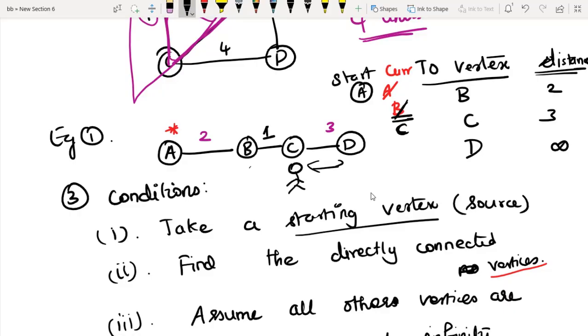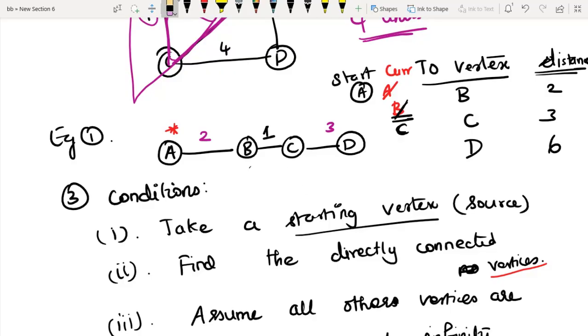Directly connected means you calculate the distance from A to D. So 2 plus 1 is 3, 3 plus 3 is 6. The total distance from A to D is 6. Is 6 less than infinity? Of course, 6 is actually less than infinity. Now update. Only if the previous value is greater than the current value, you update. If the previous value is 10 and your current value is 15, then don't update it, because the previous value itself is the shortest path. I hope it is clear.